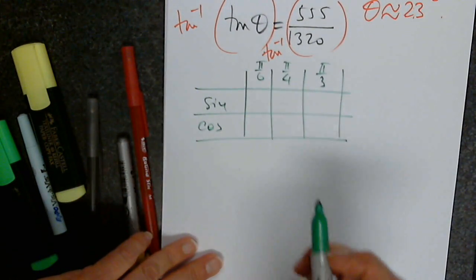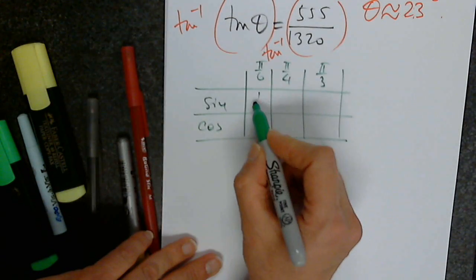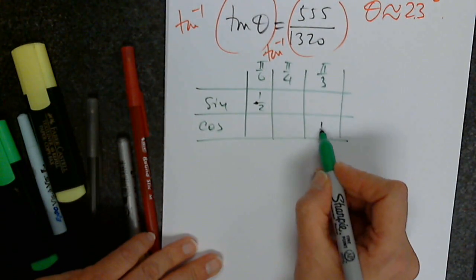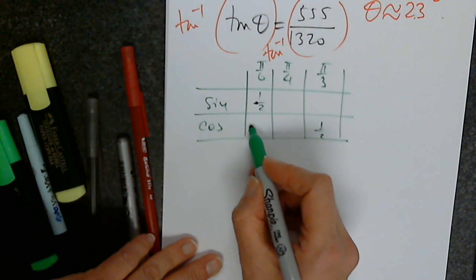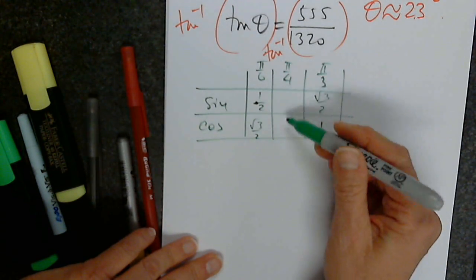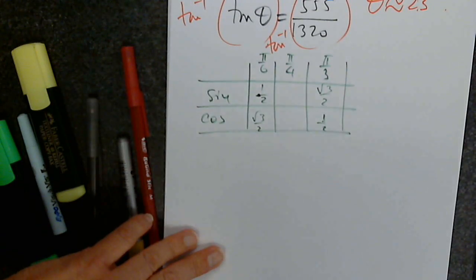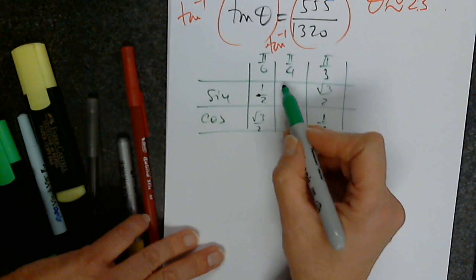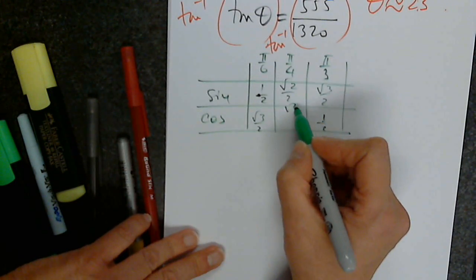Can anyone give us the first number right here? And the number here? And the number here? And the number here? And these two are the same. This is the only angle for which sine and cosine are the same. Very good.